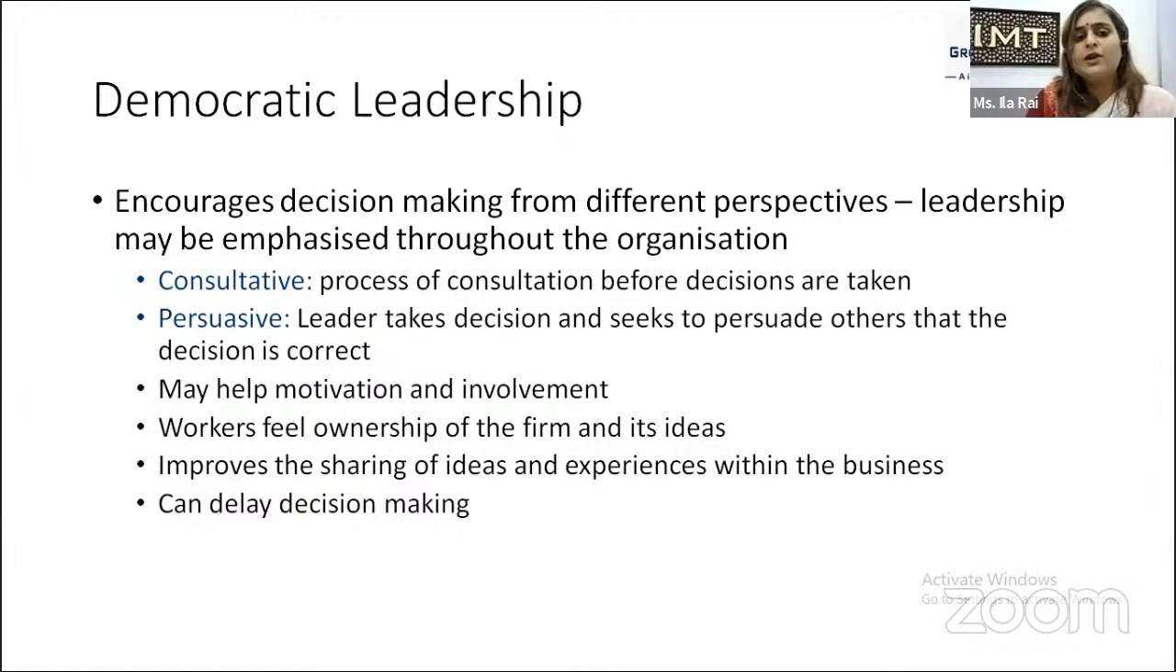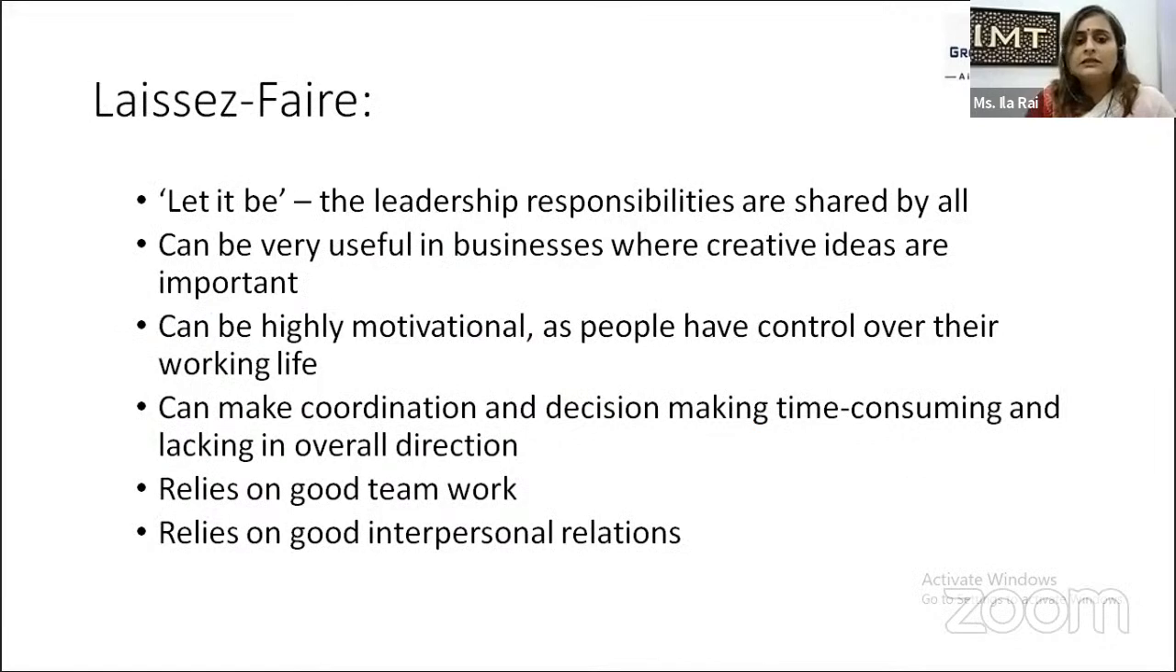The only demerit with democratic leadership is that it can delay decision making because the leader has to take into consideration the opinion of all of the followers. The third style of leadership is laissez-faire. Laissez-faire means let it be.